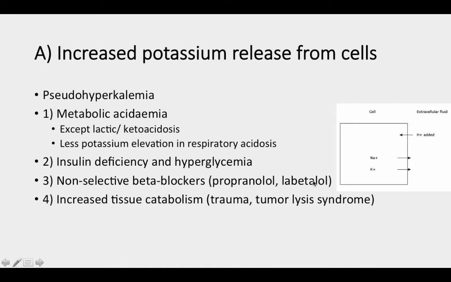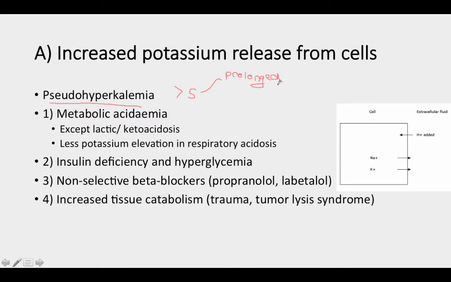Let's start with category 1, increased potassium release from cells. Why does it happen? The first one to be wary of is a pseudo-hyperkalemia. What does pseudo-hyperkalemia mean? It means that your reading shows that a potassium level is high, probably above 5, but is the systemic serum potassium concentration above 5? Probably not. And the two main reasons we get pseudo-hyperkalemia is because of prolonged tourniquet times.